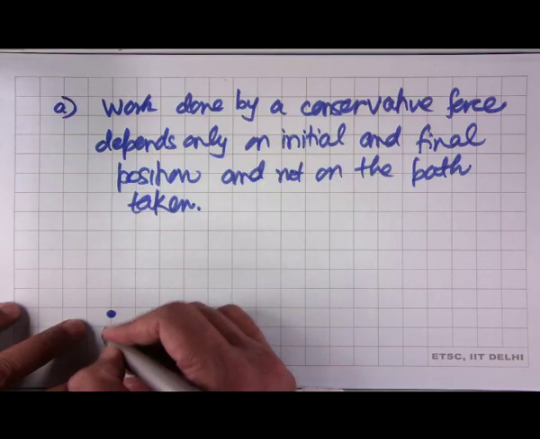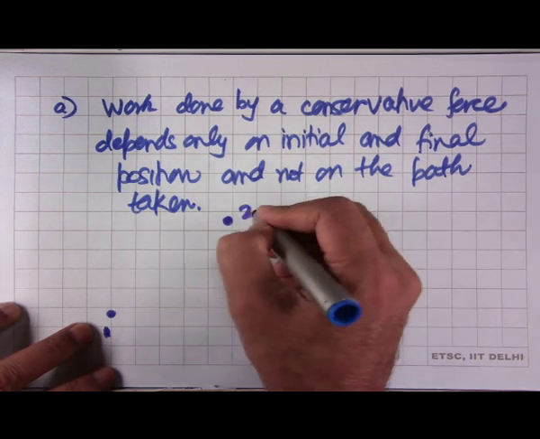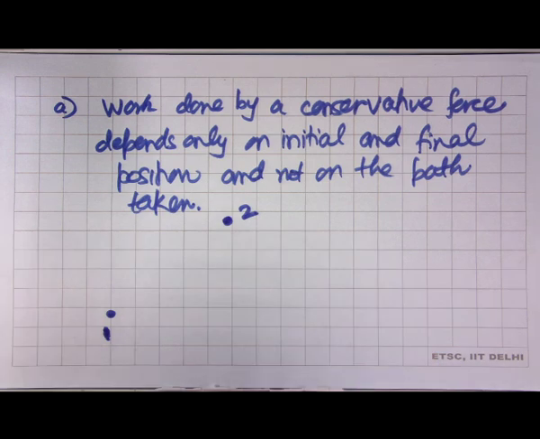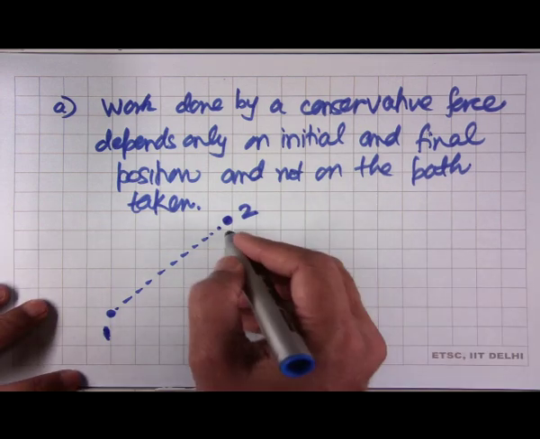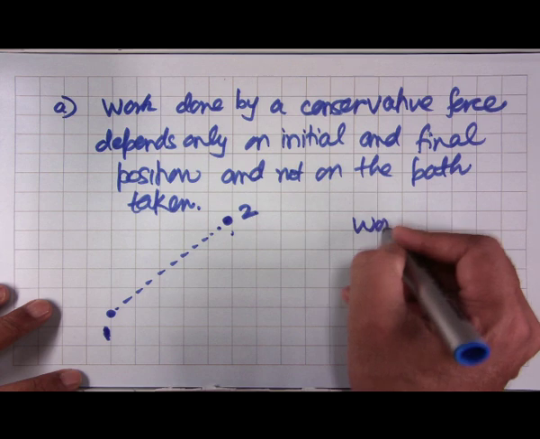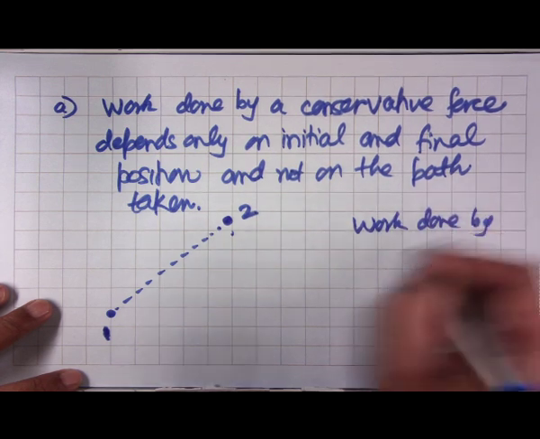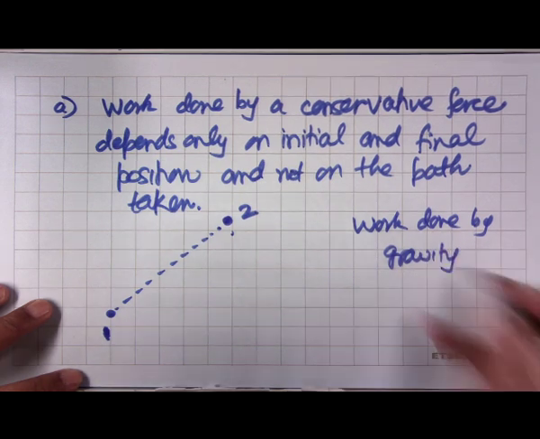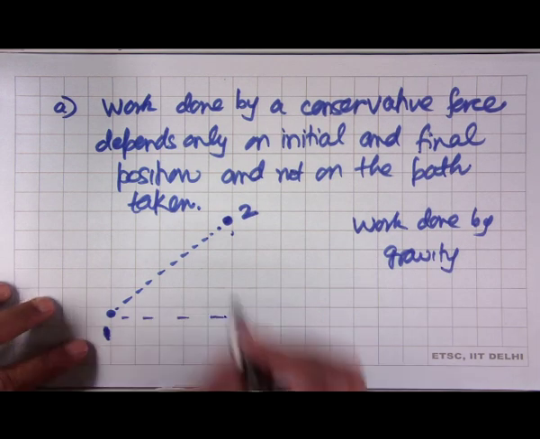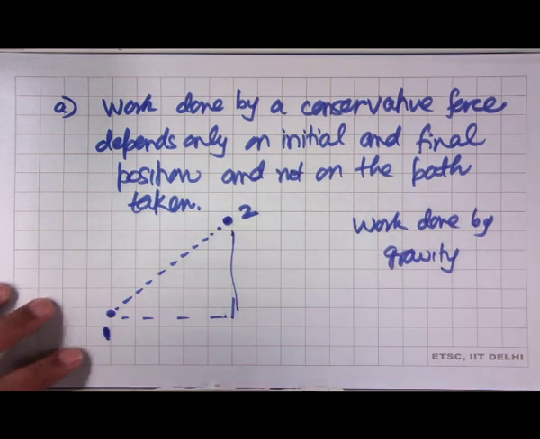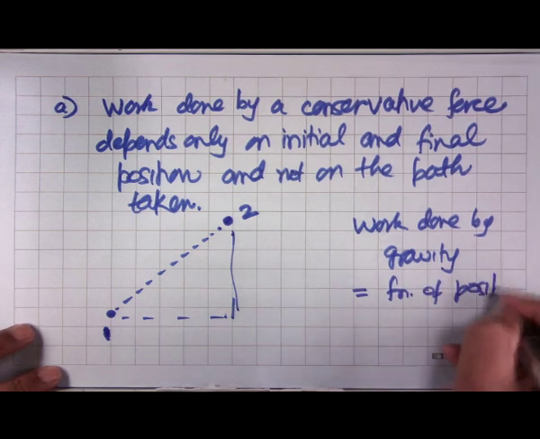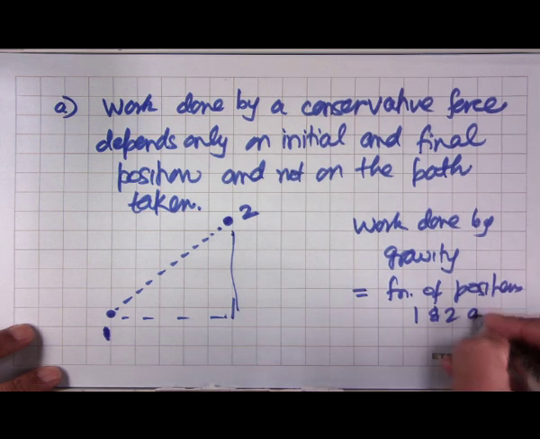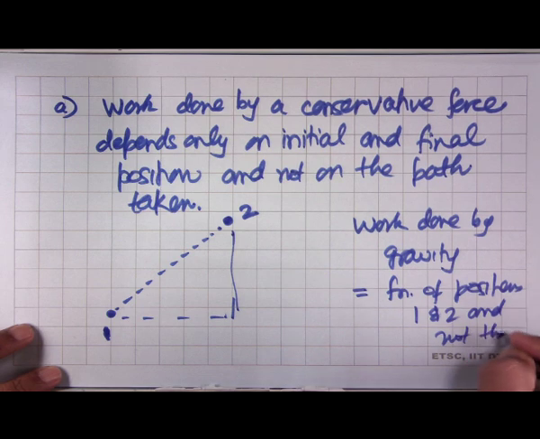For example, if we have a body which is moved up from position 1 to position 2, we move it up an incline, and here the work done by gravity will be just a function of positions 1 and 2 and not the path.